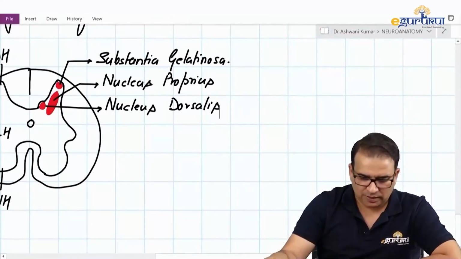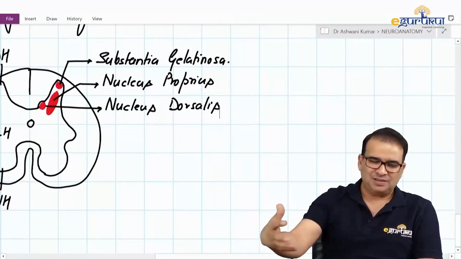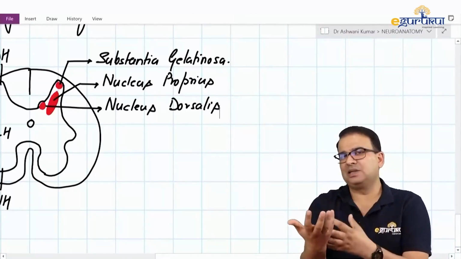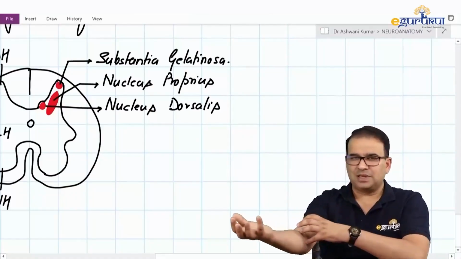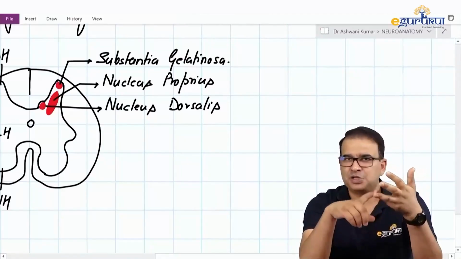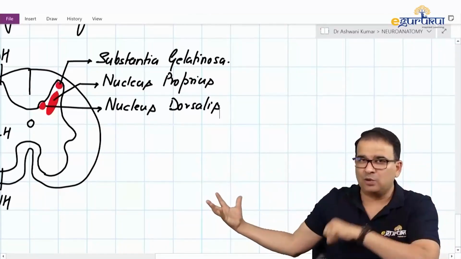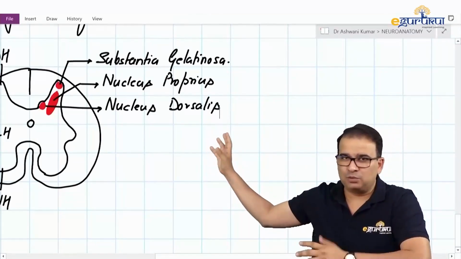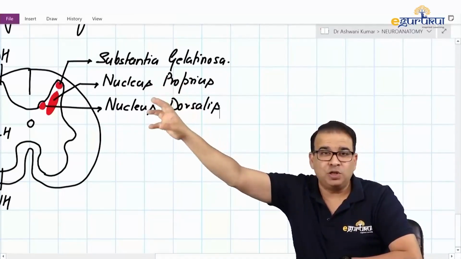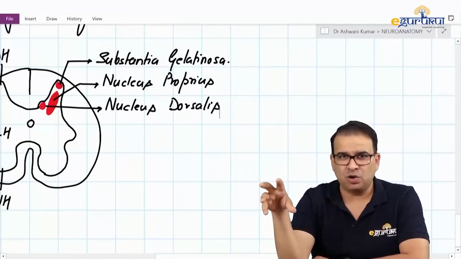Now, why do we have these three nuclei? When we look at the sensation coming from outside, from the skin or muscle or dermis, the types of sensation are pain, temperature, touch, pressure, vibration, stereognosis. All these sensations, when they come from outside, first come through the dorsal nerve, enter into the spinal cord and go into the dorsal horn. In the usual scenario, they go into the dorsal horn.